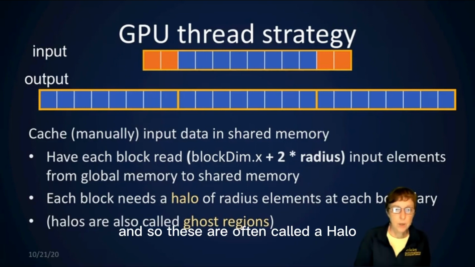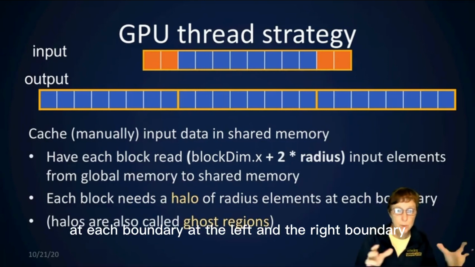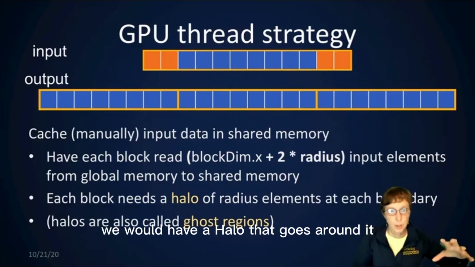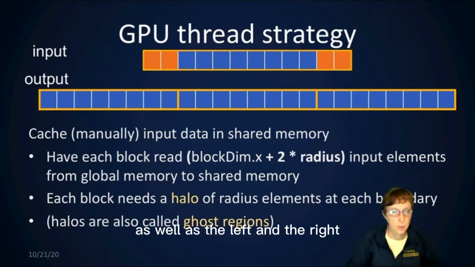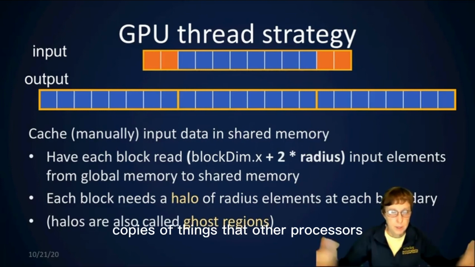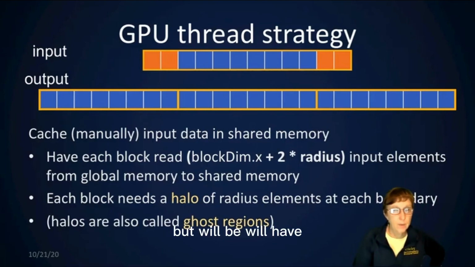These are often called a halo, a halo of the size of the radius at each boundary, at the left and the right boundary. If it were a 2-dimensional problem, we would have a halo that goes around it, on the top and the bottom, as well as the left and the right. We also often call these ghost regions. They're going to be copies of things that other processors, other blocks in this case, are going to need, but we'll have a copy of them for this block.